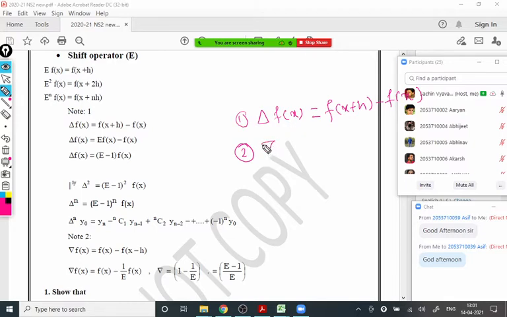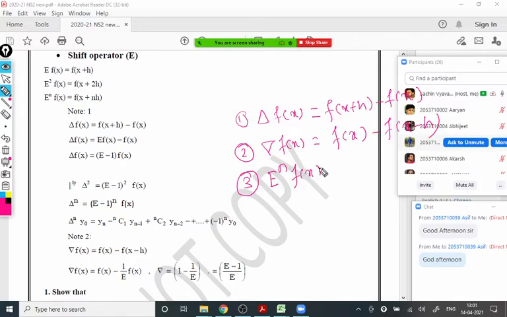Now backward del fx, which is the same value fx minus f of x minus h. Correct. And last one, yes, anyone? E raised to n of fx. Fx plus nh. Correct. This is already on the screen. You will observe that it is given here.